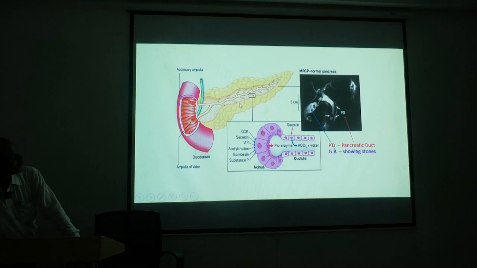If we dissect, we will get cells like this. This we are talking about the exocrine part. The exocrine part means from where the digestive juices are secreted, under the influence of several hormones.